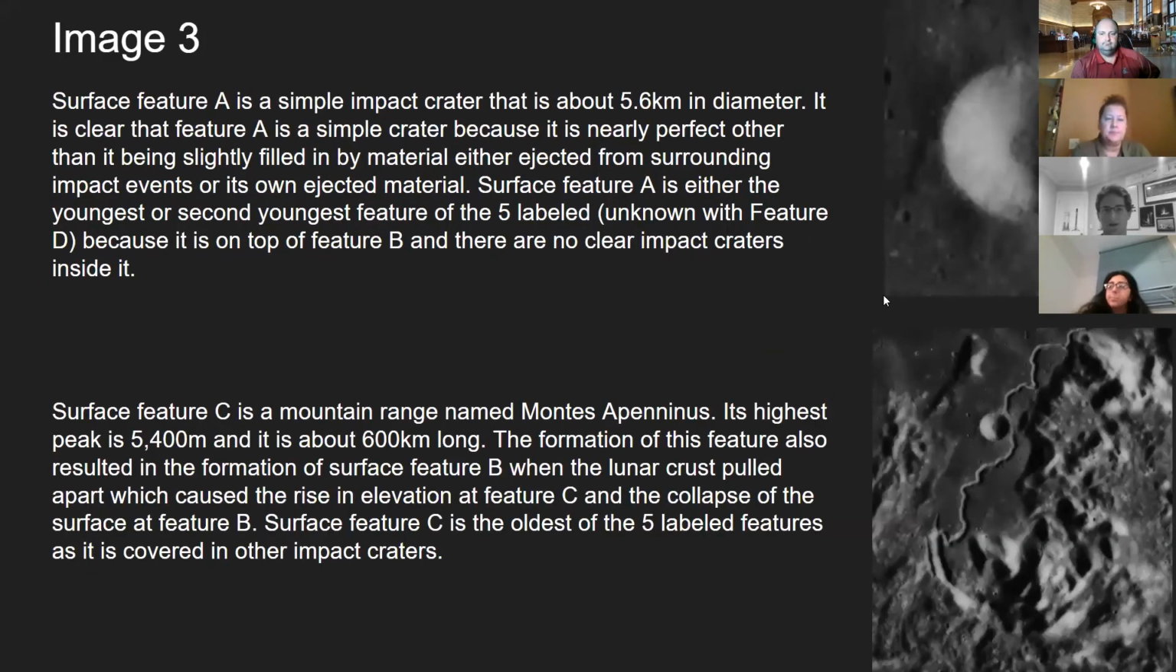So surface feature A is an impact crater about 5.6 kilometers in diameter. It's a simple crater, and it's probably the cleanest of all the craters that I analyzed in the 3 images.